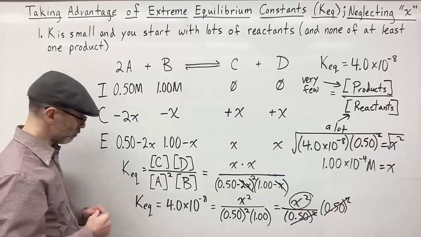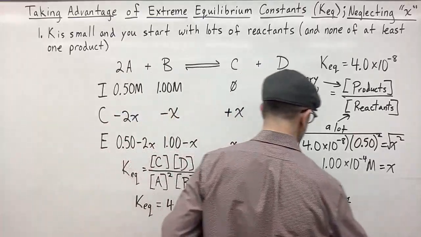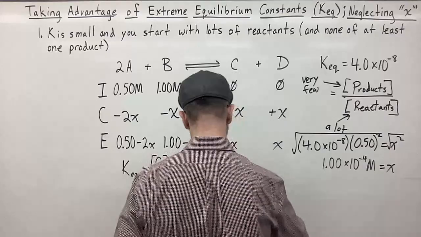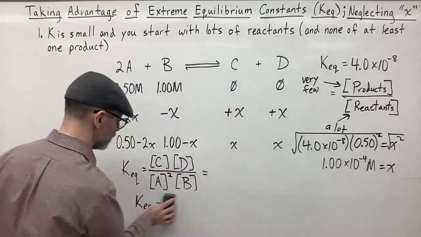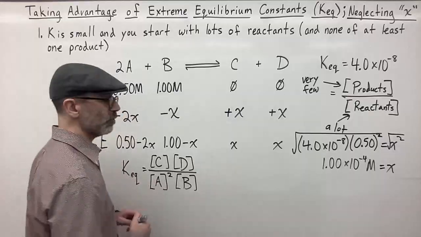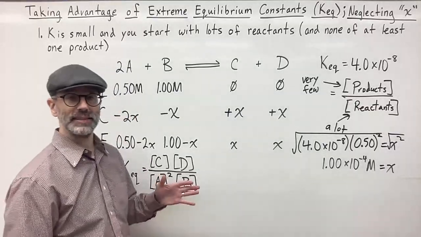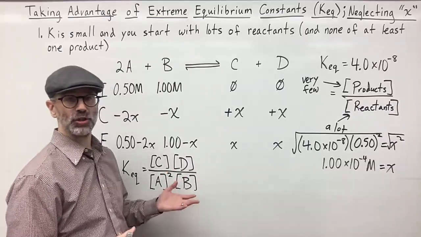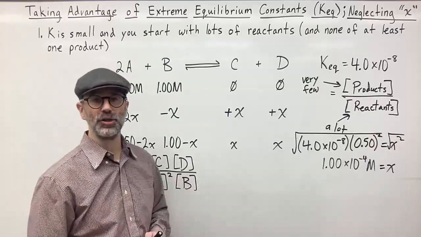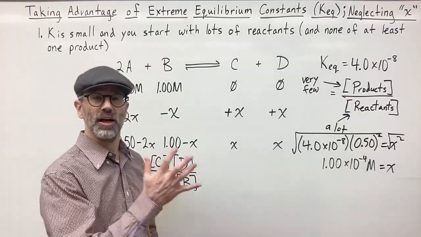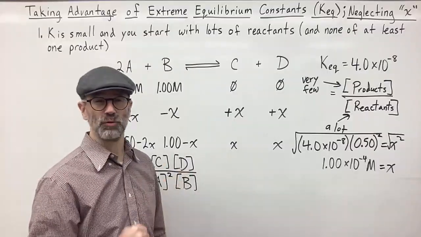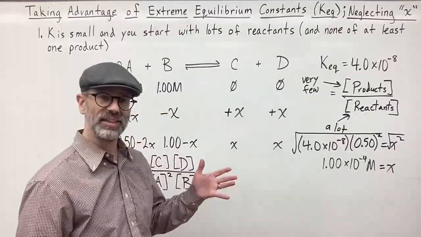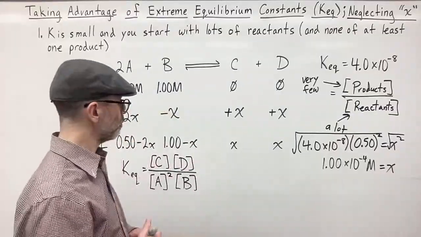Well, how do you do the 5% rule? Let me show you. I'm going to go ahead and erase this, since we don't need it anymore. The 5% rule is basically: I take the x amount and divide it by the original concentration, then multiply by 100 to see what percent the amount I'm subtracting is. So it's the change divided by the original concentration, multiplied by 100.